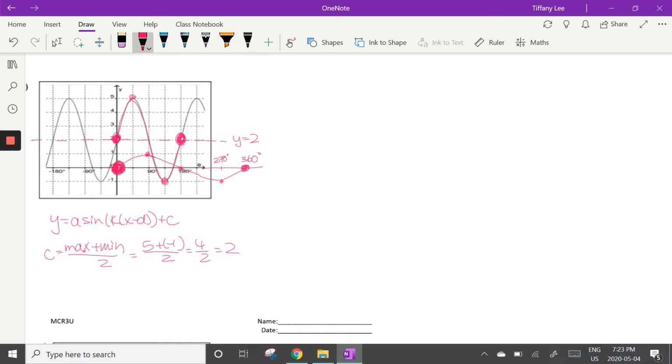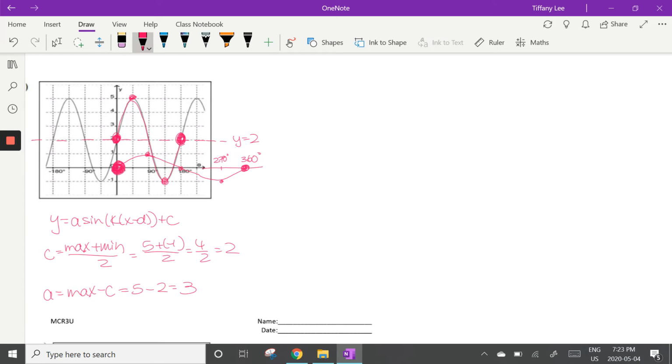Then we can solve for our amplitude. Amplitude is our maximum minus our equation of the axis. Our maximum here is 5 minus c, which is 2, and that's 3. Even if you take a look and calculate the vertical distance, that's 5 to 2, a difference of 3.